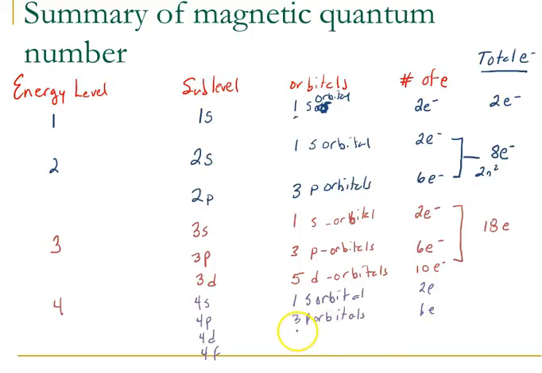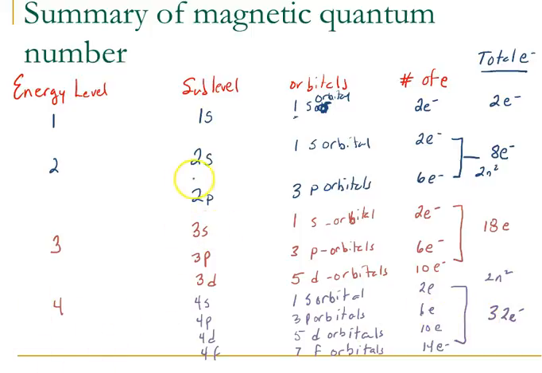4d has 5 d orbitals, which holds 10 electrons. And 4f has 7 f orbitals, which holds 14 electrons. So that's 14 plus 10 would be 24, plus 6 would be 30, plus 2 more, 32 electrons, or 2n squared, where n is 4. 4 squared is 16, times 2 is 32.